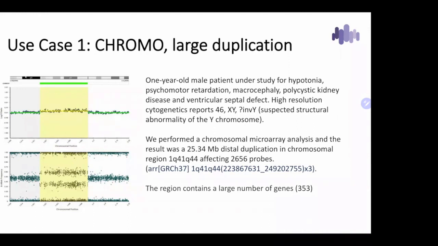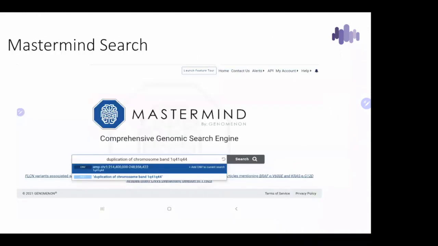So as it affected the terminal region of chromosome 1, and this region was big and contained a large number of genes, we didn't hesitate in jumping directly through Mastermind. We used the cytogenetic band, but it's important also to highlight that you could use the genomic coordinates for your search.